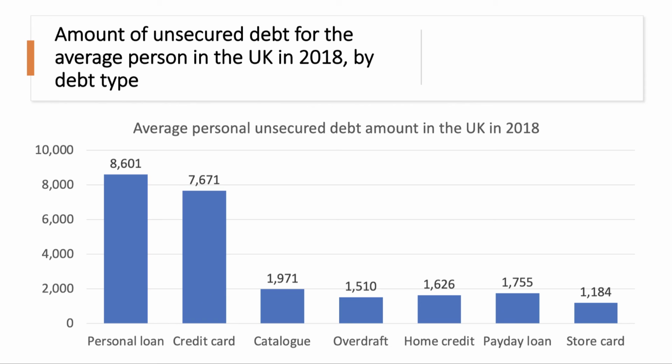And in the UK in 2018, so only a year or so ago, the average person owes over £8,500 on personal loans, over £7,500 on credit cards, nearly £2,000 on catalogue debt, just under £2,000 on a bank overdraft, home credit. Millions of people take out payday loans. Lots of people have debt, just over £1,000 on store cards. So what you're seeing here is that the average person in the UK has quite a chunk of unsecured debt, often which pays a very high rate of interest.